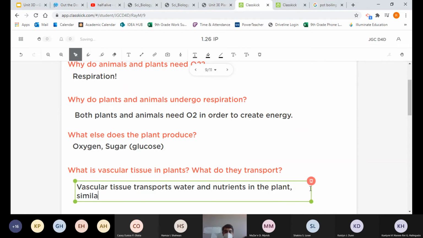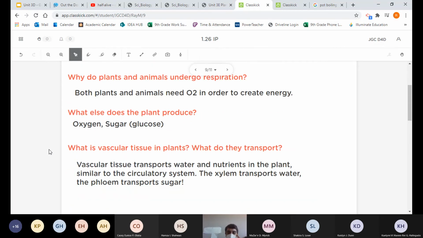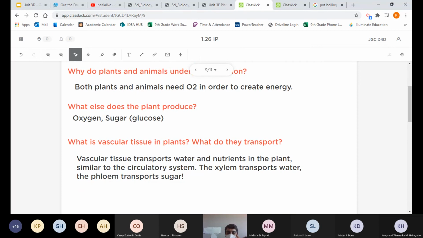Similar to the circulatory system. The xylem transports water. The phloem transports sugar. Boom. Easy. Okay, I'll give you a second for that.